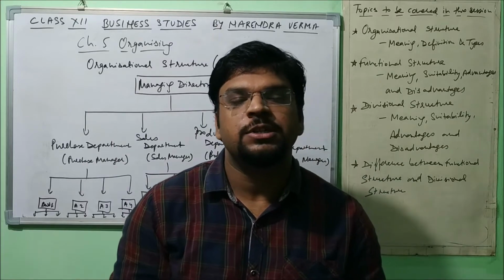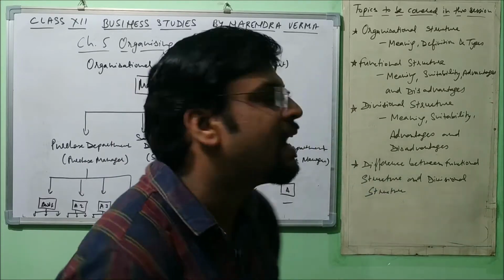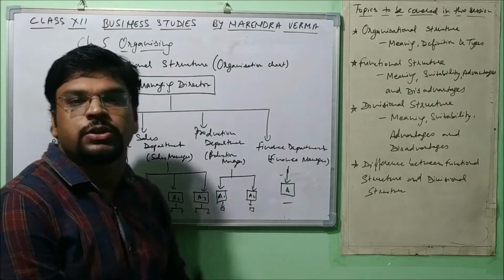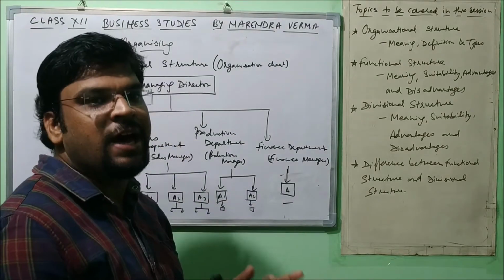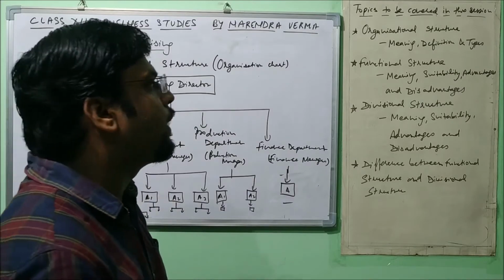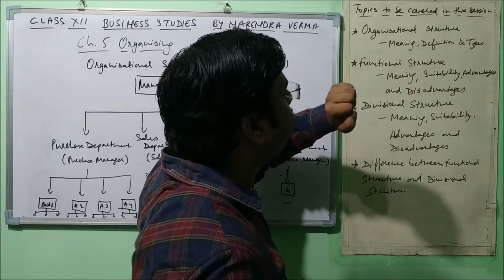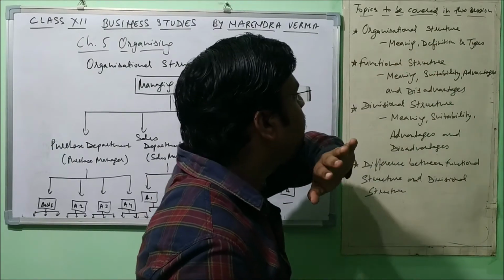As you know very well, in business studies we are dealing with the fifth chapter, that is Organizing, for Class 12 CBSE syllabus. Okay, so in previous videos we have covered a lot more part. In today's session we are going to talk about organizational structure, meaning, definition and its types.